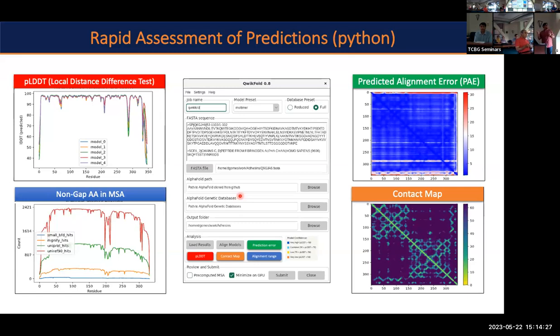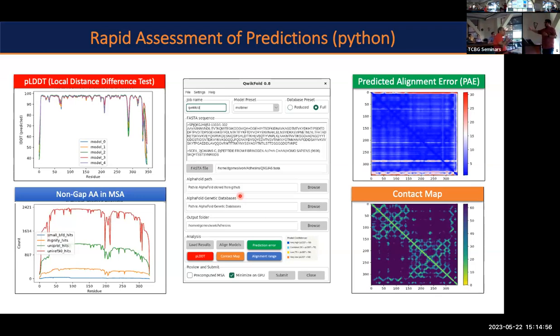So UniProt is a sequence database. Correct. But we are not accessing UniProt right now. You're just copying and pasting the sequence in the field. Right. But you're not posting, you're running locally. You have your protein sequence, and now you're running the multiple sequence alignment against UniProt.